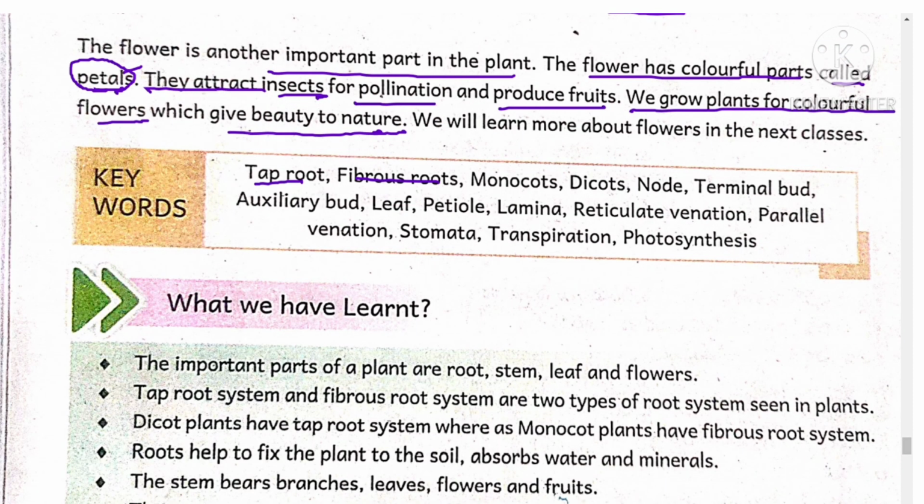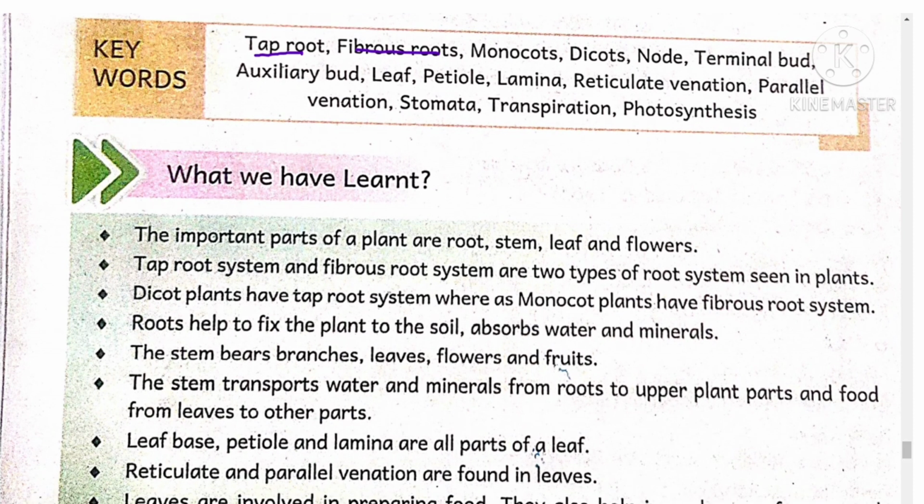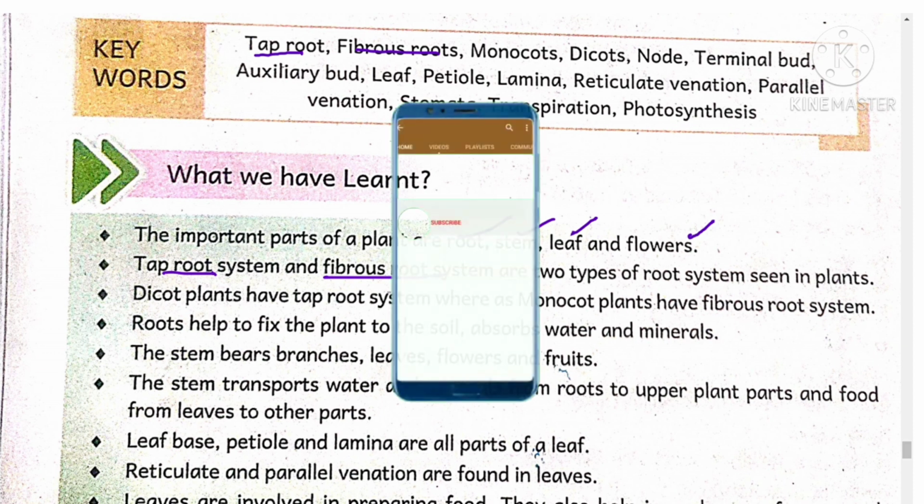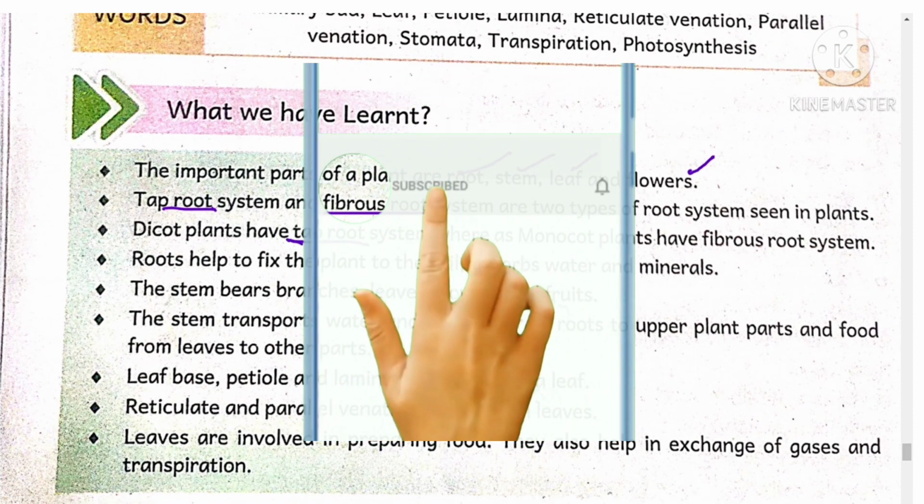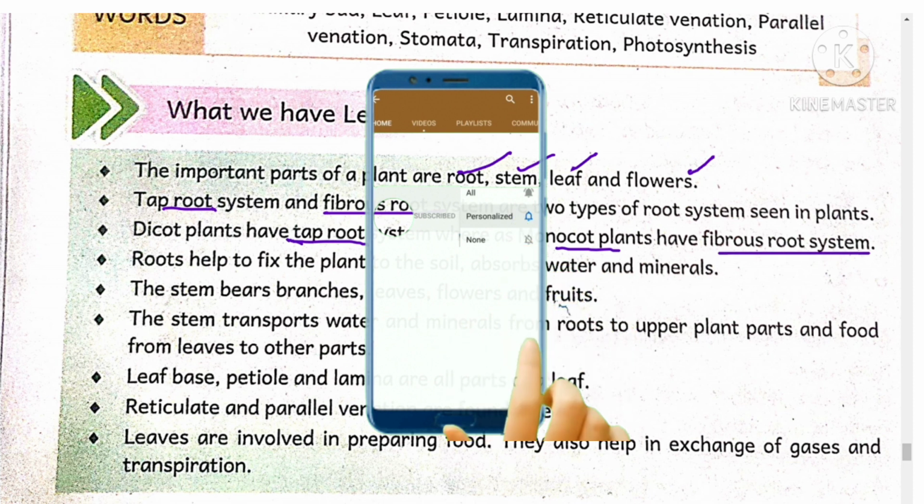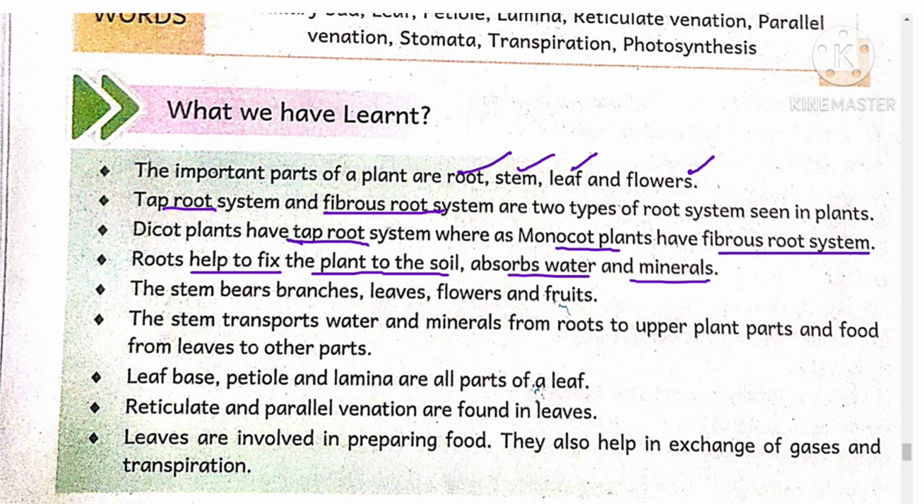Okay. What we have learned in this video: the important parts of the plant are root, stem, leaf and flowers. There are two types of root system, taproot system and fibrous root system. Dicot plants have a taproot system, whereas monocot plants have a fibrous root system. The root helps to fix the plant to the soil and absorb water and minerals. The stem bears branches, leaves, flowers and fruits. The stem transports water and minerals from the roots to the upper parts of the plant, and food from the leaves to the other parts.